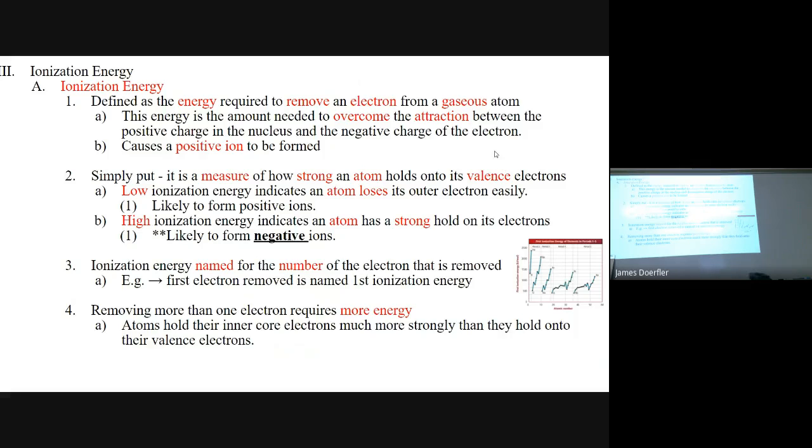That's because as you are removing electrons, those protons in the nucleus begin to have a much stronger pull on those valence electrons. So that's why you have to increase your energy. It's like adding more strength to magnets. Okay, each time you have to use more energy to remove or separate them.